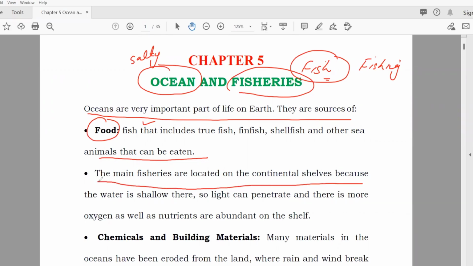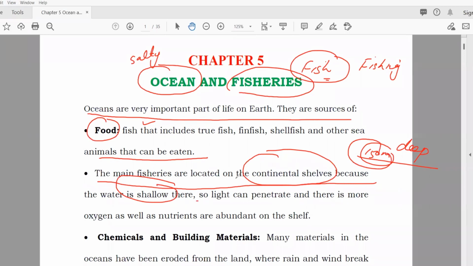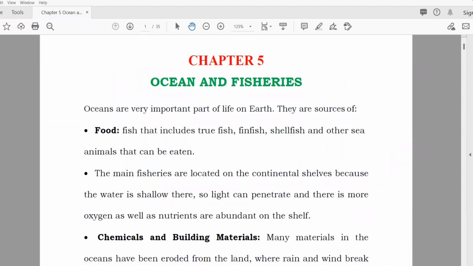The main fisheries are located in the continental shelf. What is the continental shelf? This is the part in the sea that is approximately 150 meters deep. We will see the detail also. Most of the fisheries you will find there, and most types of fish are located there. And why are they located there? Because there they can find plenty of light. The water is shallow, up to 150 meters, so they can get sunlight, and there is more oxygen, and more oxygen means there are more nutrients. So fisheries are present there.